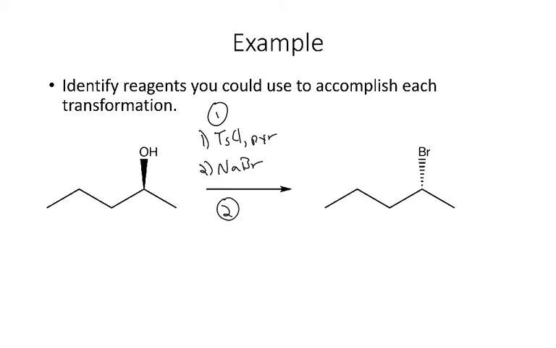A second scheme we could use is we could react this with PBr3, the reaction that we just learned. And in that mechanism, we'll first add the PBr3, converting this into a good leaving group, and then we'll get a following substitution SN2 reaction.